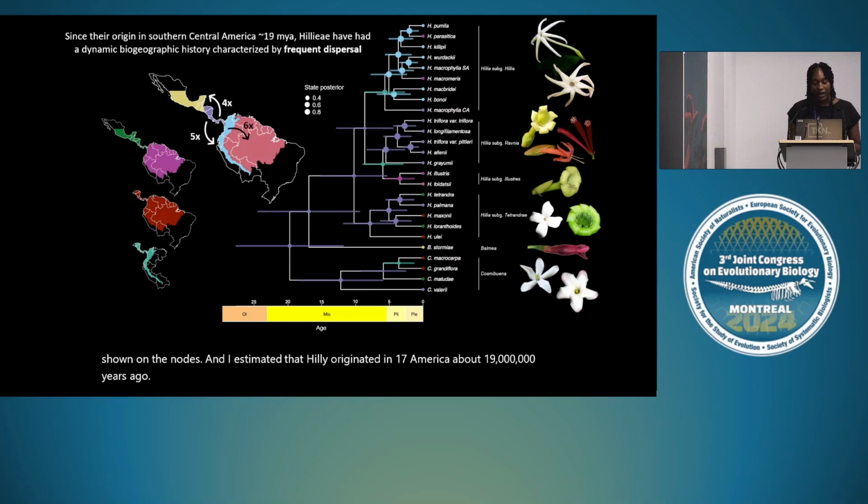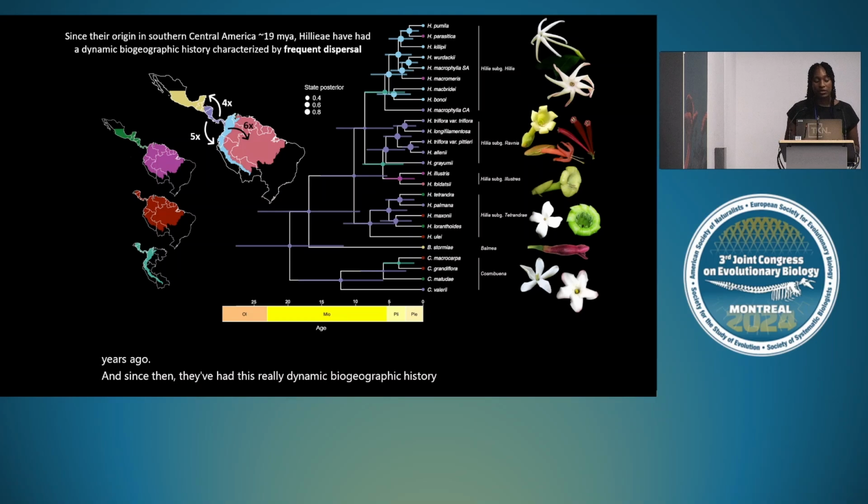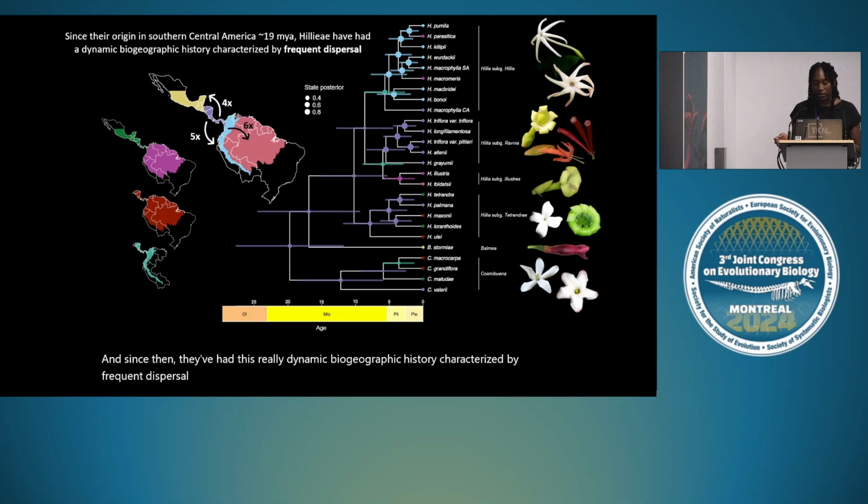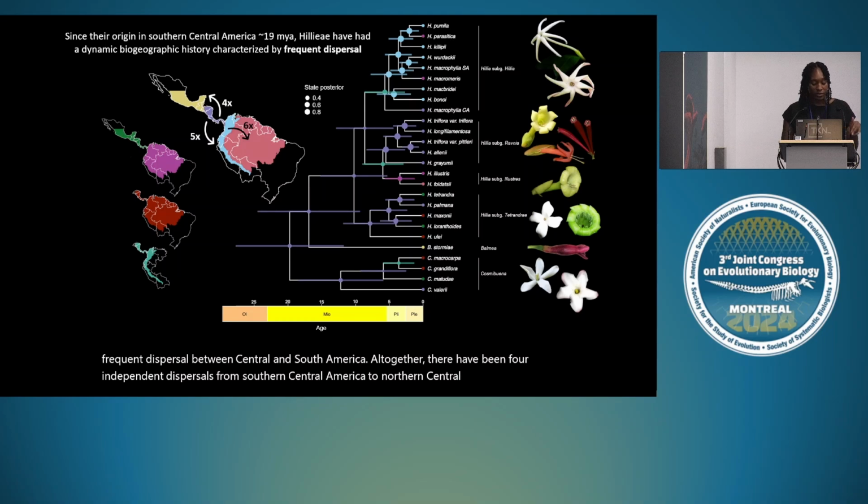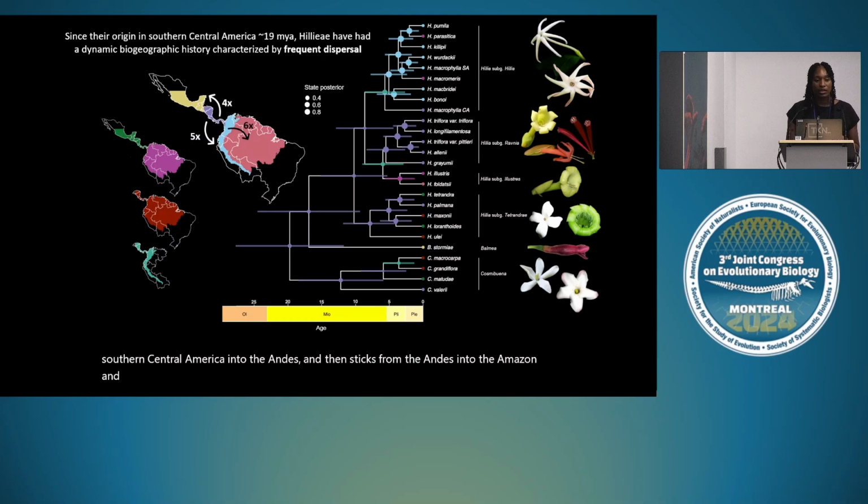And since then, they've had this really dynamic biogeographic history characterized by frequent dispersal between Central and South America. Altogether, there have been 4 independent dispersals from southern Central America to northern Central America, 5 from southern Central America into the Andes, and then 6 from the Andes into the Amazon. And then once the lineage left southern Central America, we didn't see it return there.